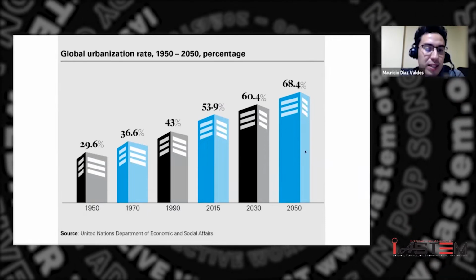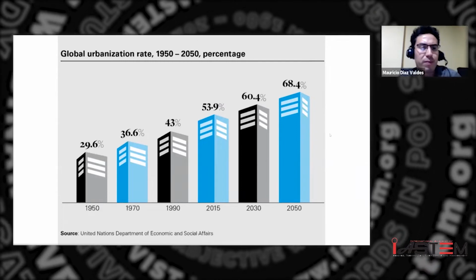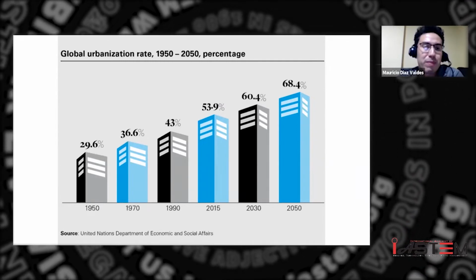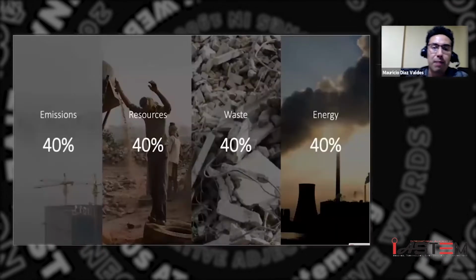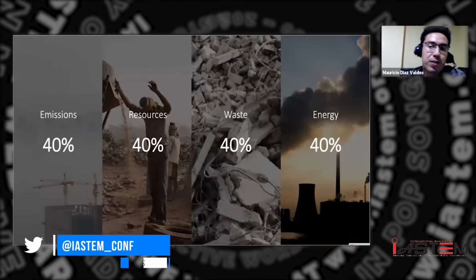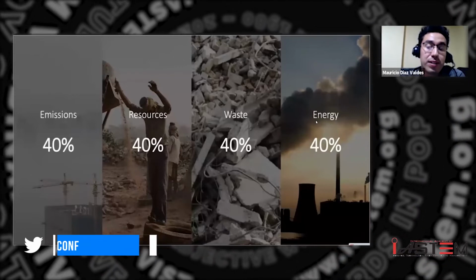We can see that in the last 30 years, 50 years, we have a lot of new population. This is a big problem, because we need to make a lot of change. About architecture, we are responsible for 40% of energy, resources, waste, and energy consumption. It's a big problem.